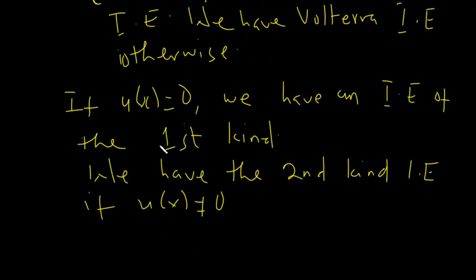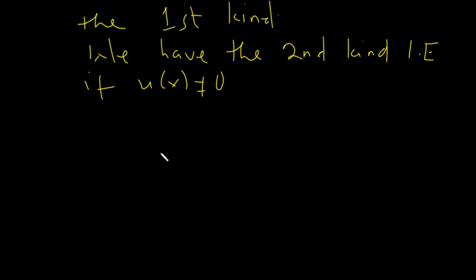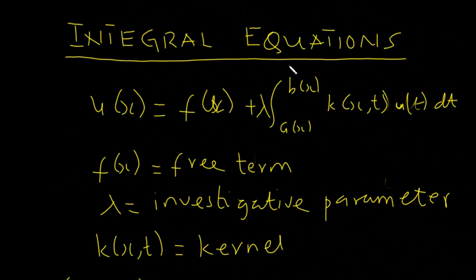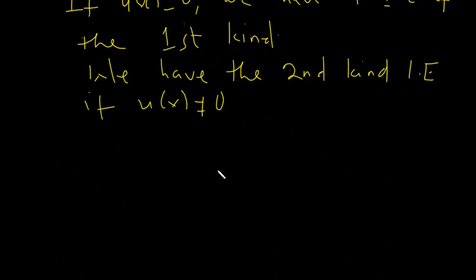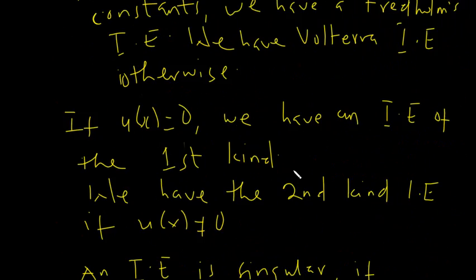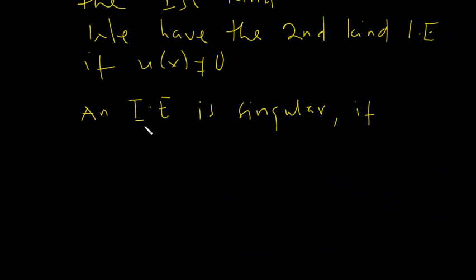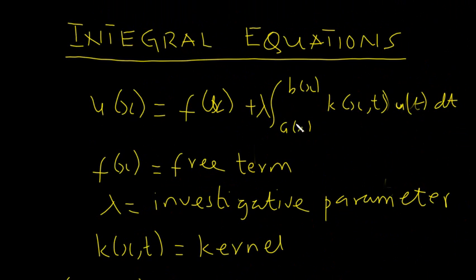So this is another scenario, and the last scenario we're going to talk about is comparing the limits and the function under the integral sign. So we have a singular integral equation and a non-singular integral equation. An integral equation is singular depending on the integration itself. You don't consider lambda, you don't consider the free term, you don't consider this term too. You're only considering this integral.